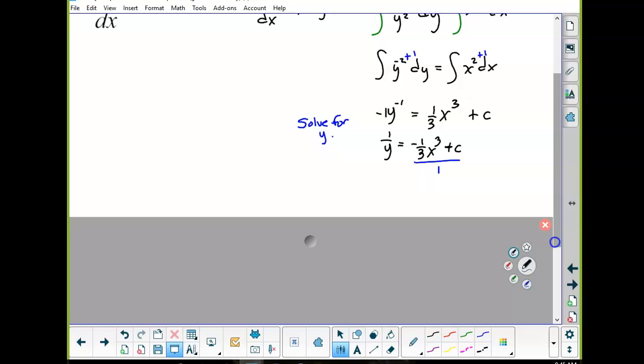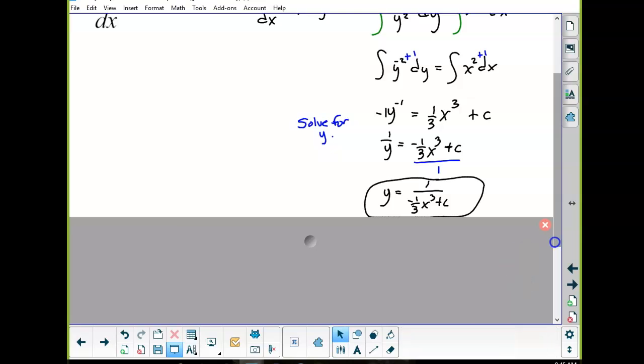And now we can just flip both sides. So instead of 1 over y, if I flip it and make it y over 1, then the whole other side is going to be just flipped upside down. That's taking the reciprocal of both sides. And there's my general solution.